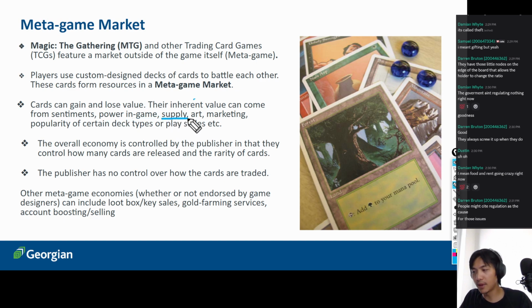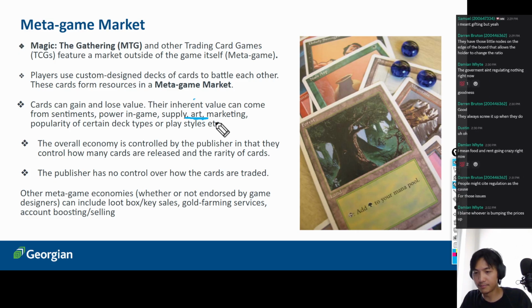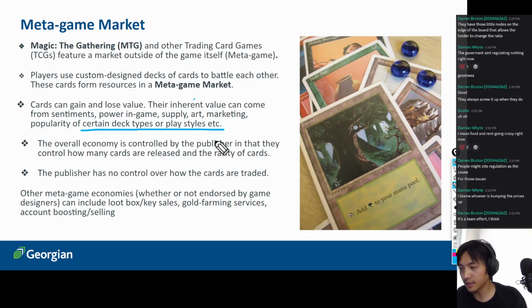It can depend on the supply of that card. How many of them are there? How rare is it? It could depend on the art, just how beautiful the artwork looks, because there are some cards with some really beautiful art. And it can also depend on the popularity of certain play styles or certain deck types and things like that.